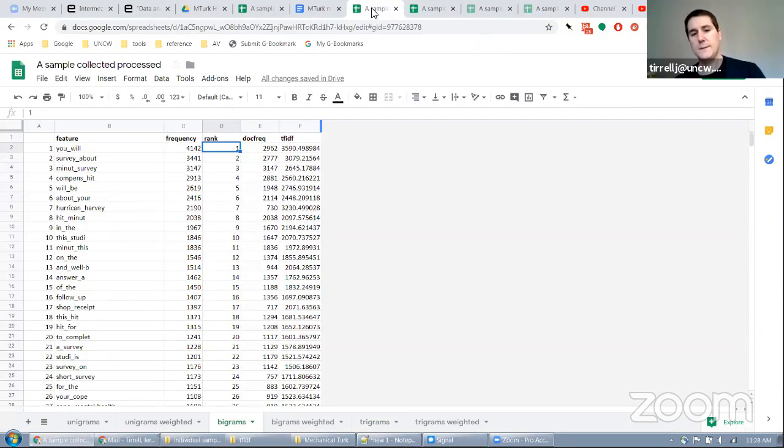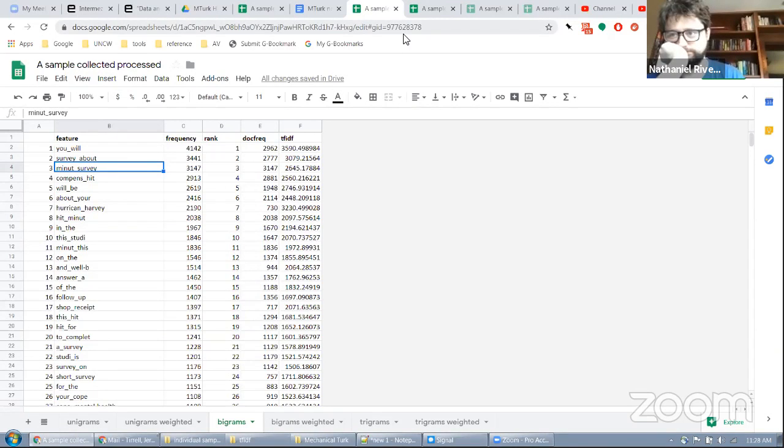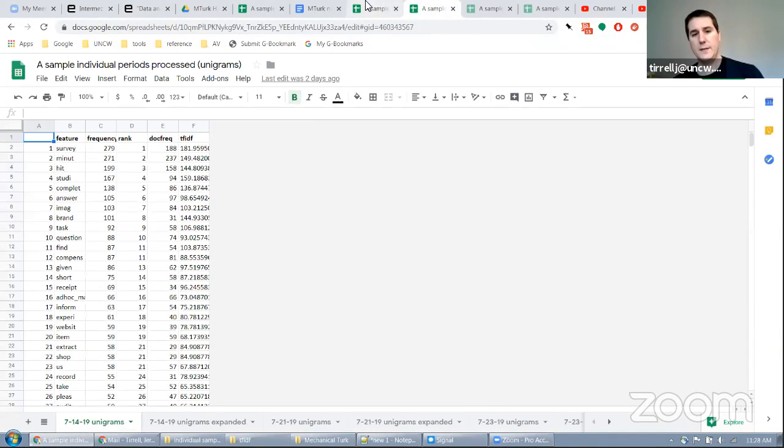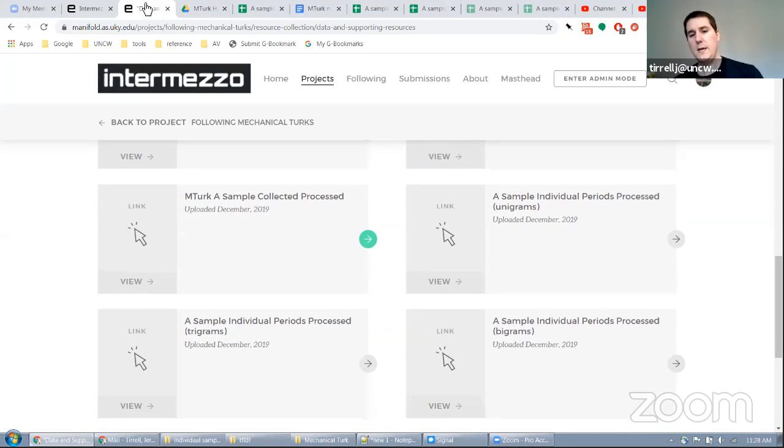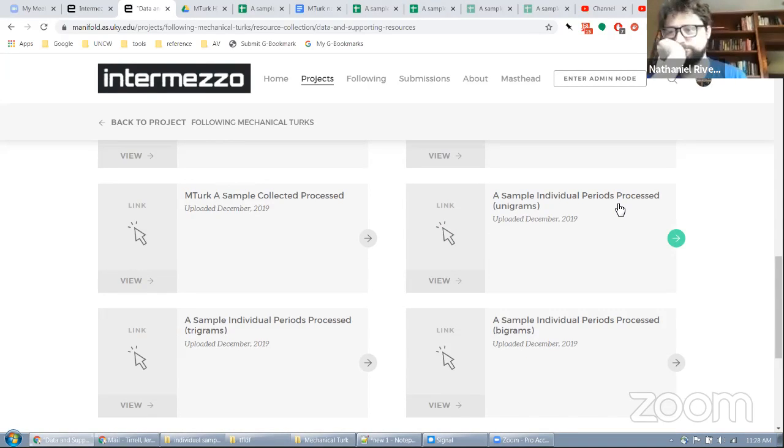And you don't get that in this aggregated data, right? This aggregated, not disaggregated, data, because this is all of the stuff together. But I did go ahead and break this into the component parts. So here, and this is posted, it's got a sample individual periods processed. So this is all the individual sample periods, and this breaks them into unigrams, trigrams, and bigrams.